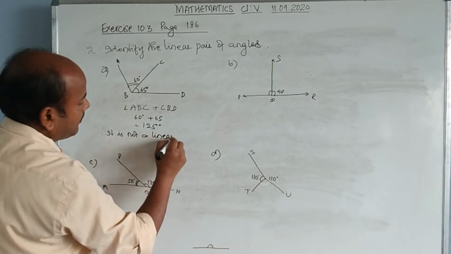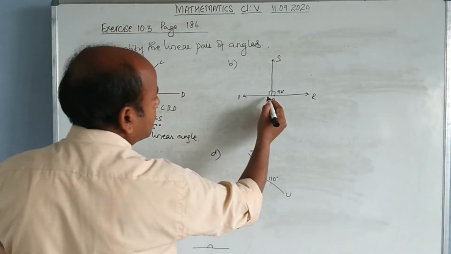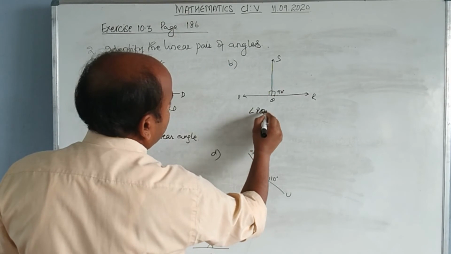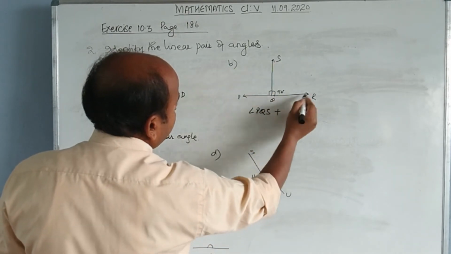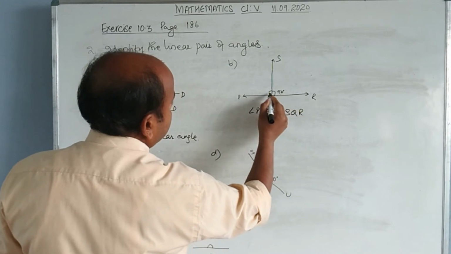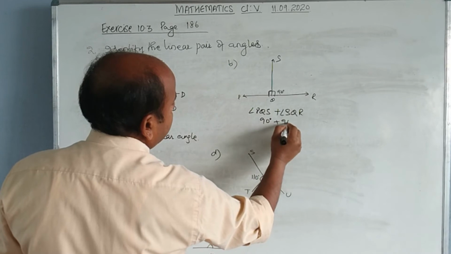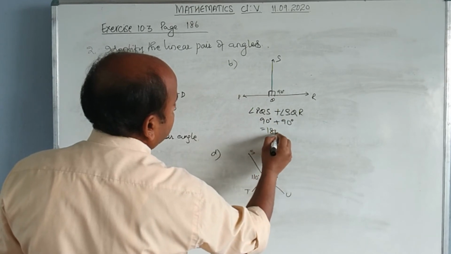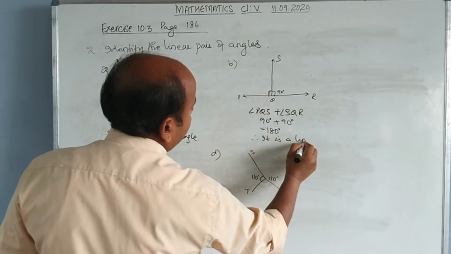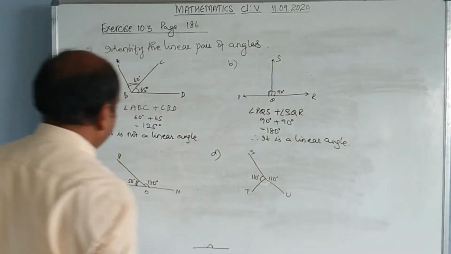Come to this. Angle PQS plus angle SQR. This is 90 and this also is 90. This is the symbol of 90. So 90 plus 90 you will get 180 degrees. Therefore, it is a linear pair. If you get it equal to 180 degrees, then it is a linear pair.